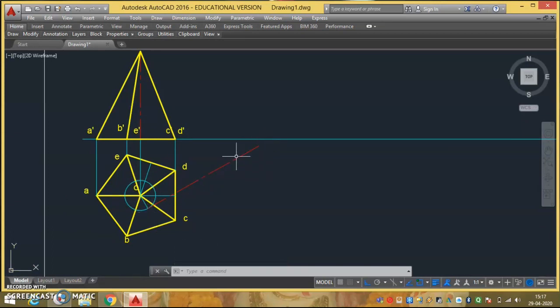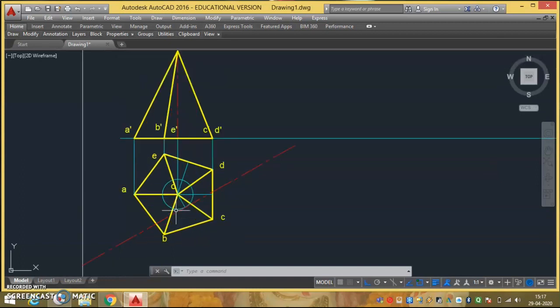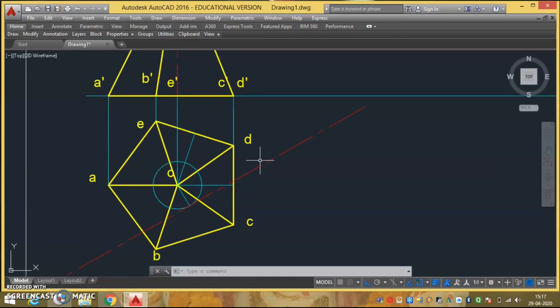So automatically this line will be at an angle of 30 degrees and at a distance of 12 mm from the axis. So here you have got a section plane which is perpendicular to HP, inclined 30 degrees to VP, and 12 mm away from the axis. This O is the axis and it is 12 mm away from it. So like this we got it. Now this particular section line is cutting the AB line, then the OB line, then the OC line, then the CD line. So I can mark those points.